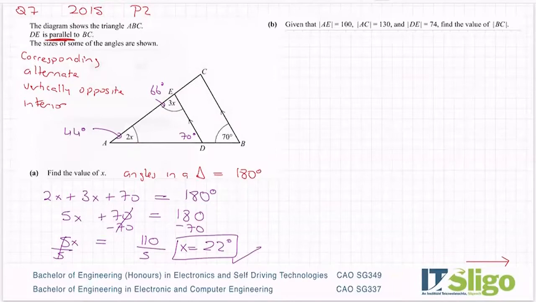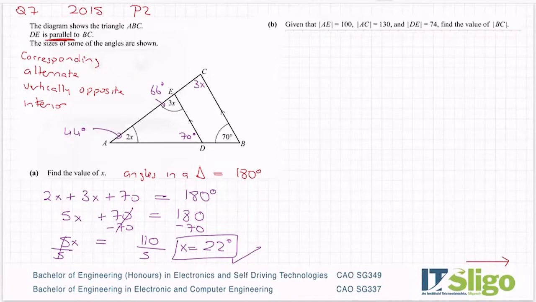Okay, now the next part. Given that AE is equal to 100, AC is equal to 130, and DE is equal to 74, find the value of BC. Well, the first thing I was noticing when I was drawing these is that these triangles are similar triangles. Okay, how do I know that?